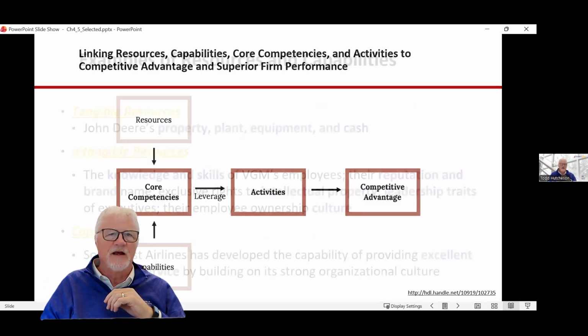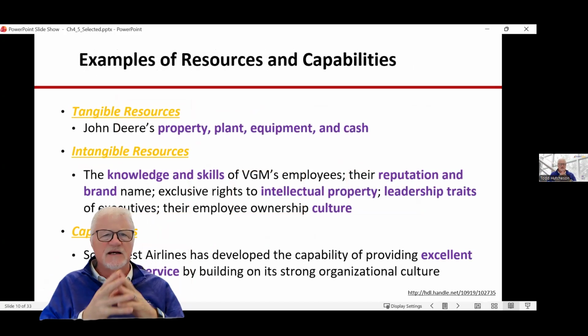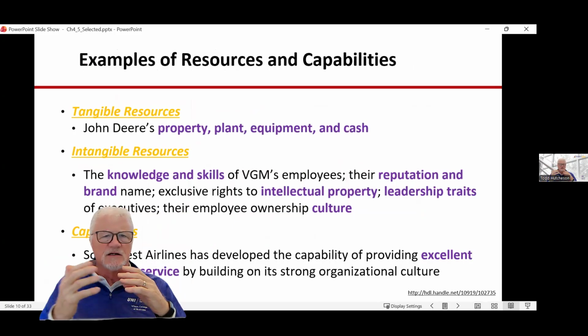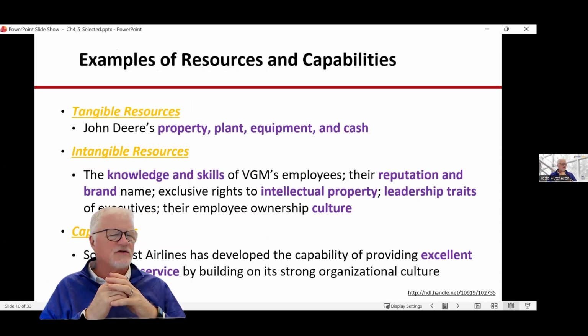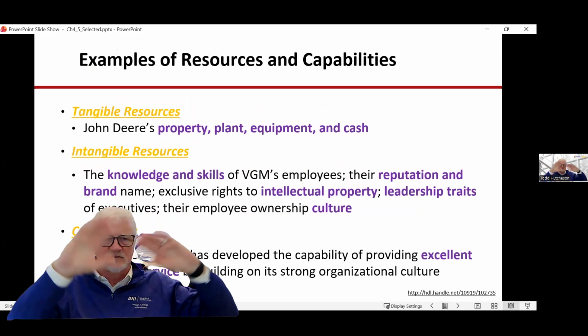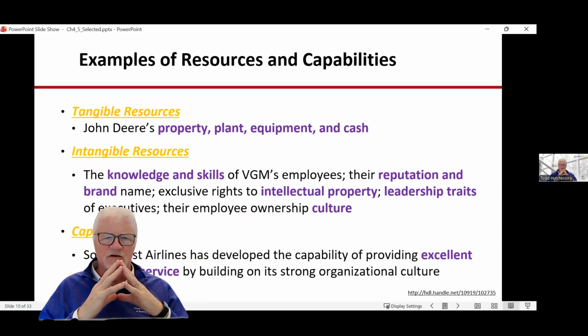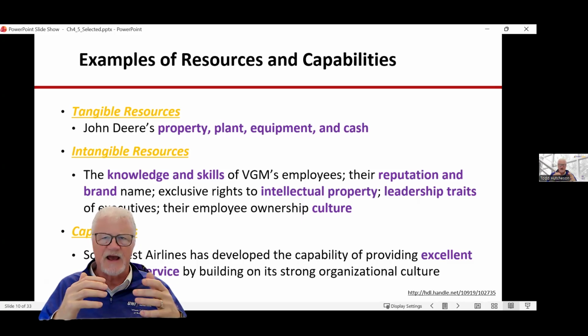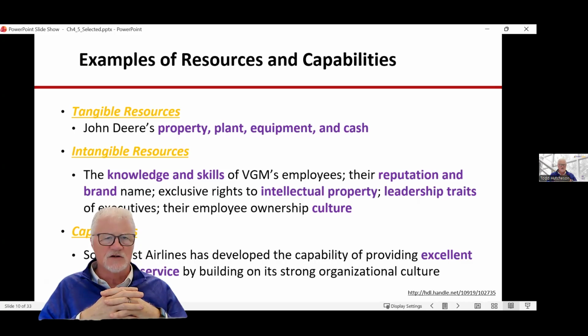Pretty simple map to make. As an example, let's look at resources and capabilities, tangible resources locally. We have John Deere. John Deere has the entire north side of town and the south side of downtown Waterloo: property, plant, equipment, cash. All of that is our tangible resources that John Deere has. It makes them formidable for someone to try and compete with.